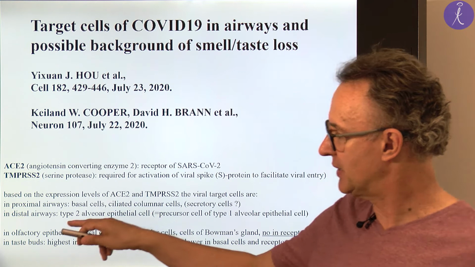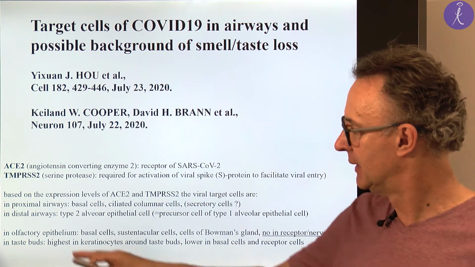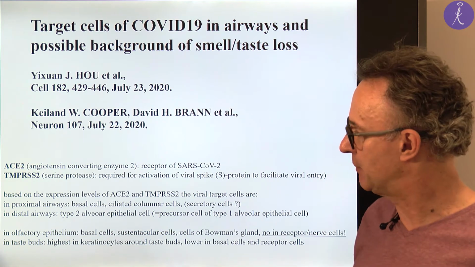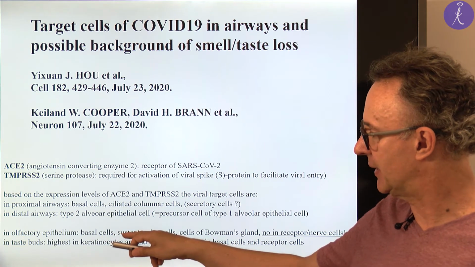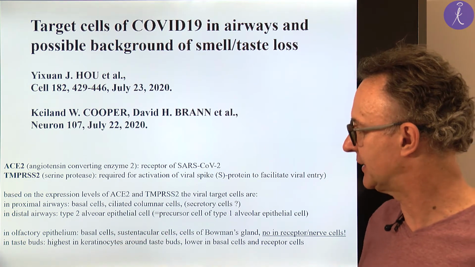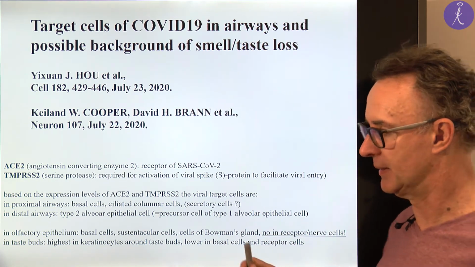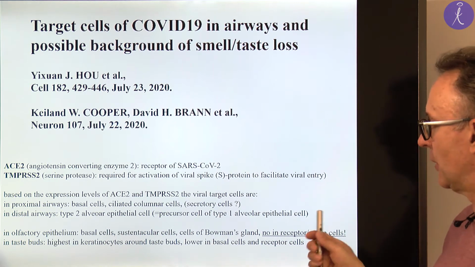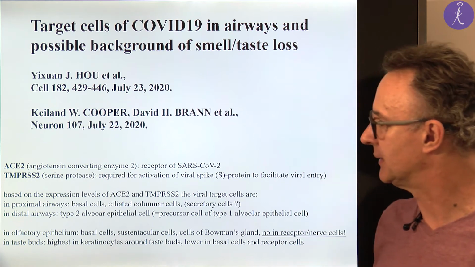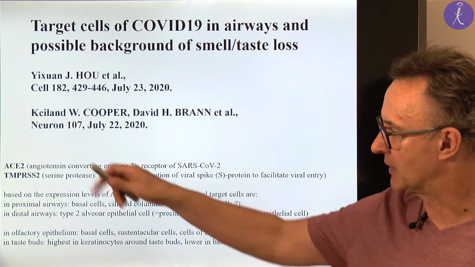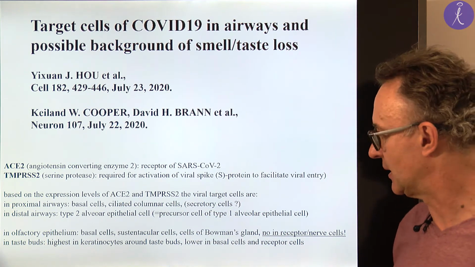Now, what is interesting, and this may explain the loss of smell and taste, is the target in the olfactory epithelium and the taste buds. In the olfactory epithelium, the basal cells again and the supporting cells or sustentacular cells are the target cells, not the receptors. That's why I highlighted and underlined that no neurons were labeled, or no neuron expresses the previously mentioned factors. But interestingly, it is present in the Bowman's gland as well.